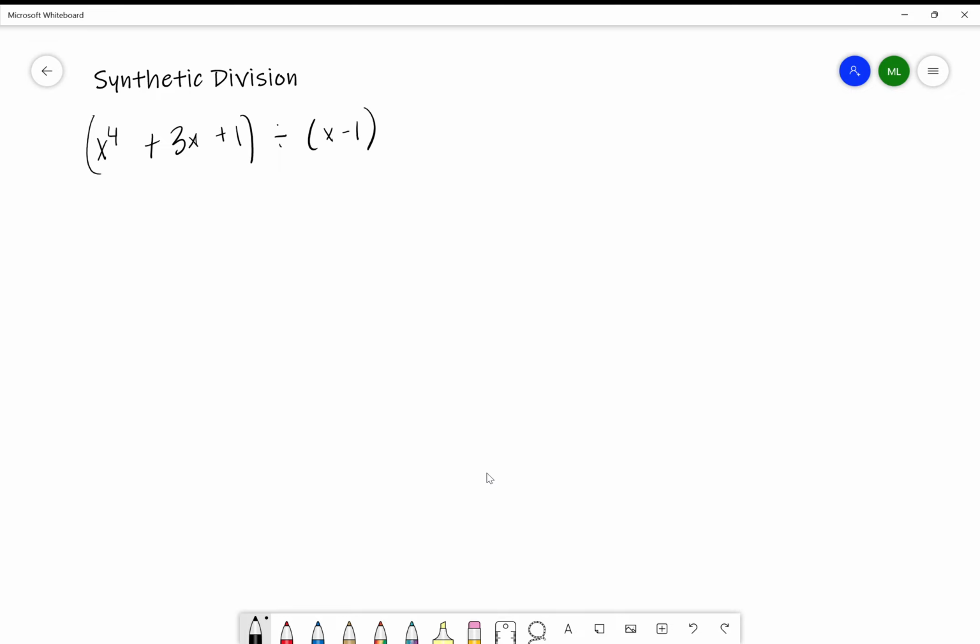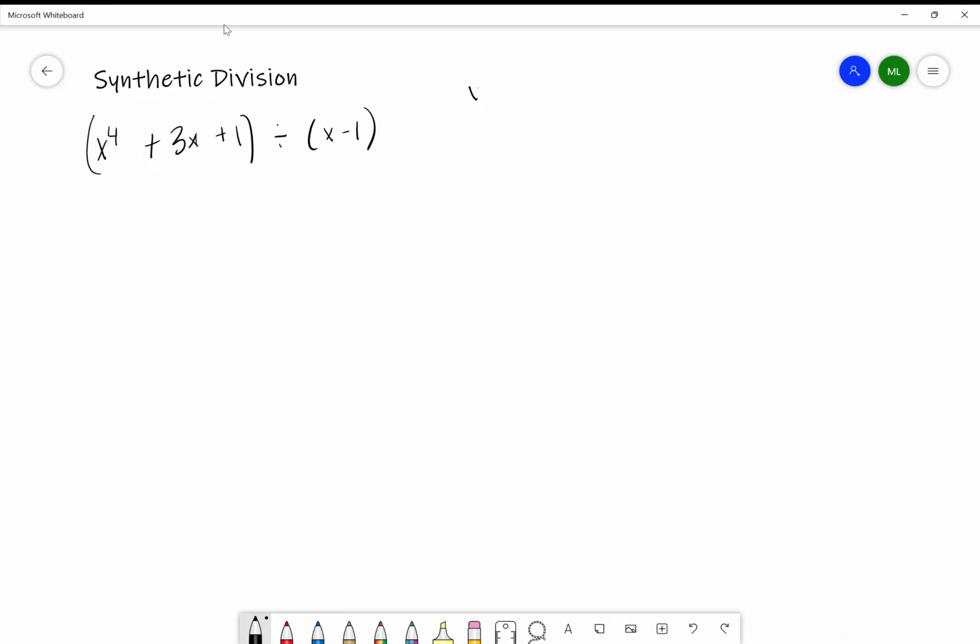Alright, hey everyone, so today I want to talk about synthetic division and basically the steps for synthetic division. Okay, so you have a polynomial x to the power 4 plus 3x plus 1 divided by another polynomial x minus 1.